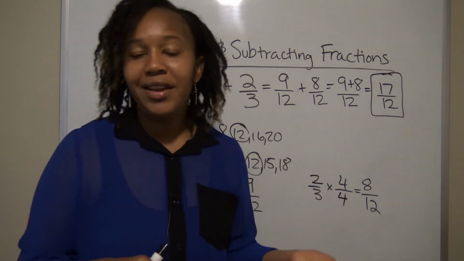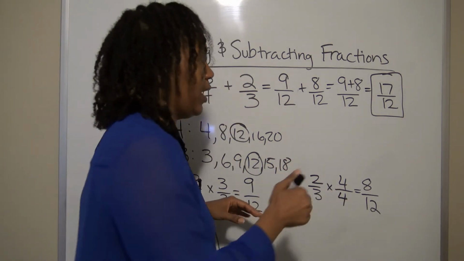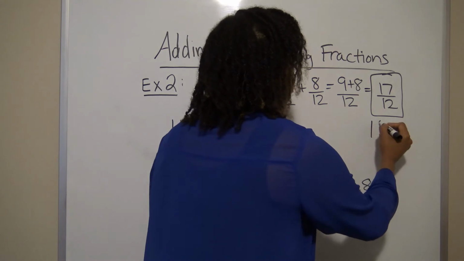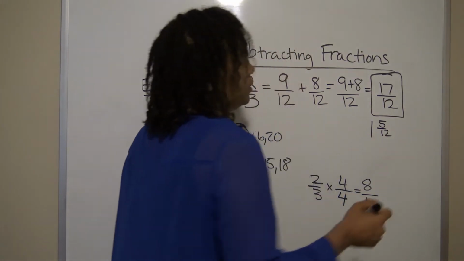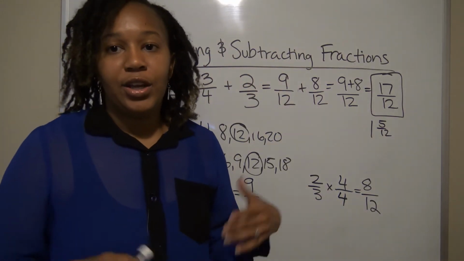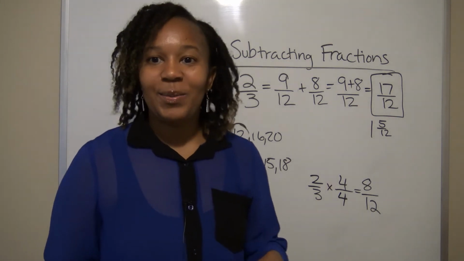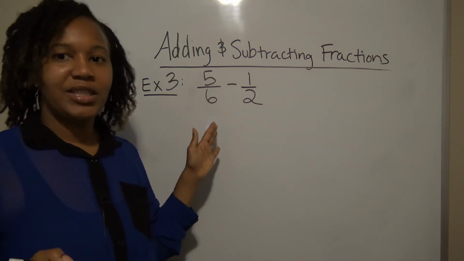There's nothing wrong with leaving it like that, but you could also write that as a mixed number as 1 5/12. So that's how you would add those. Let's look at another example. For example 3, we want to do 5/6 minus 1/2.